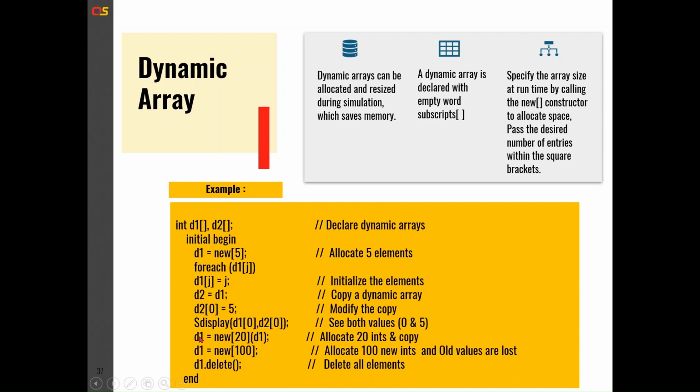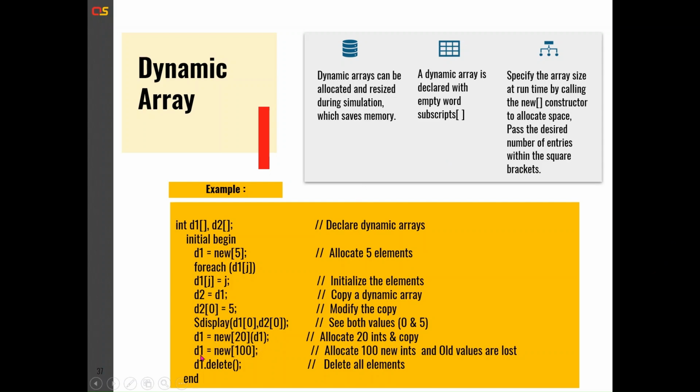Next, we are reallocating with a copy. Here, d1 equal to new of 20 of d1 allocates a new array d1 with 20 elements and copies the content of the previous d1 array into it. So what happens here is, we already have 5 elements of d1, but we need 20 elements, and we have to preserve the old values also. So it will preserve the first 5 values and create the next 15 new values. So in total we get 20 values.